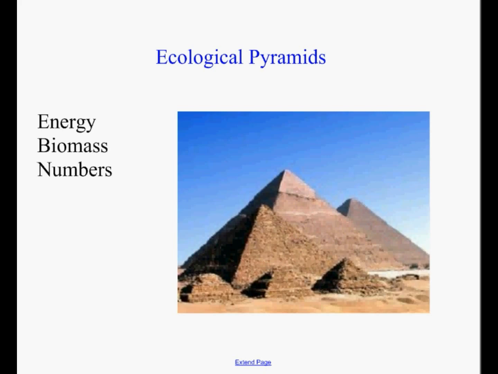So far, we've looked at two different ways to organize living organisms with their ecosystem. One is called a trophic ladder, and trophic means energy, and that's how we organize how energy moves from one level to the next. And as we'll discover, a lot of energy is lost as you go from one level to the next level.